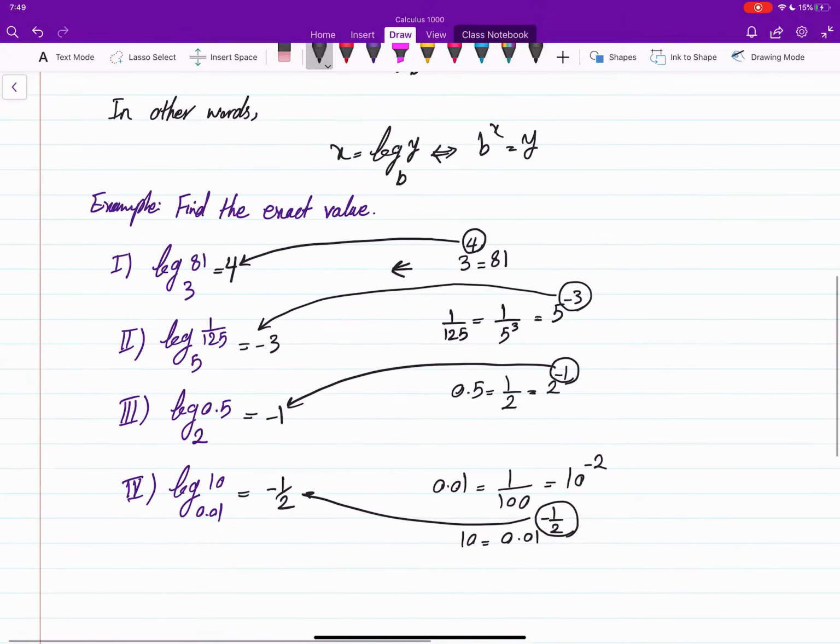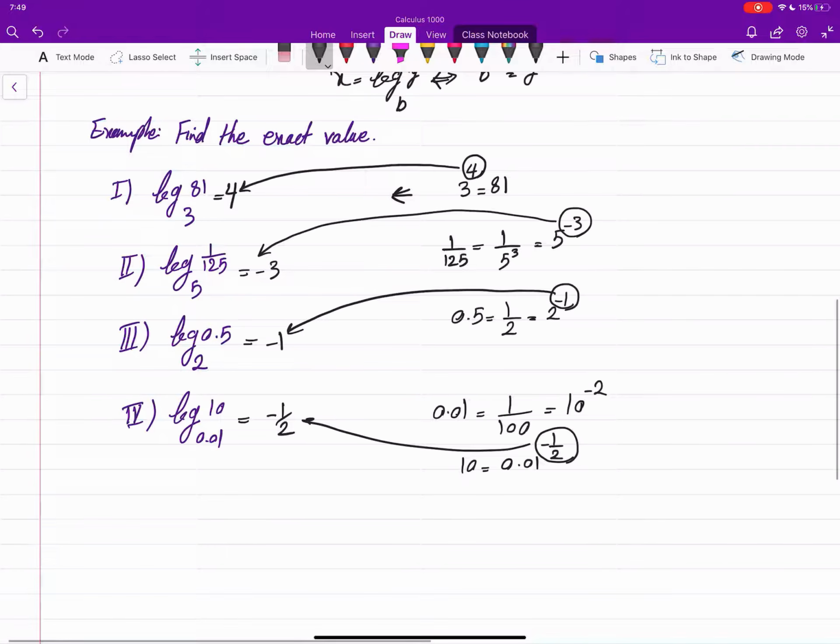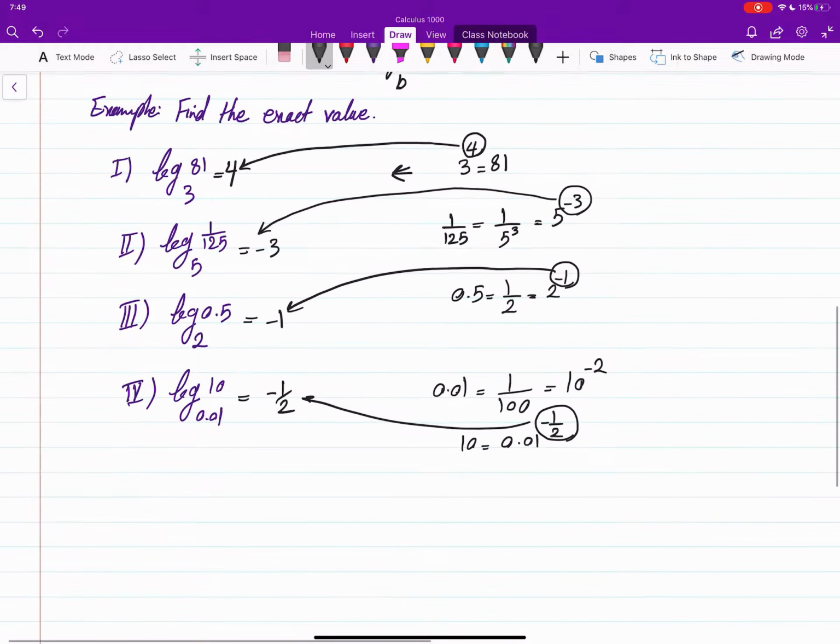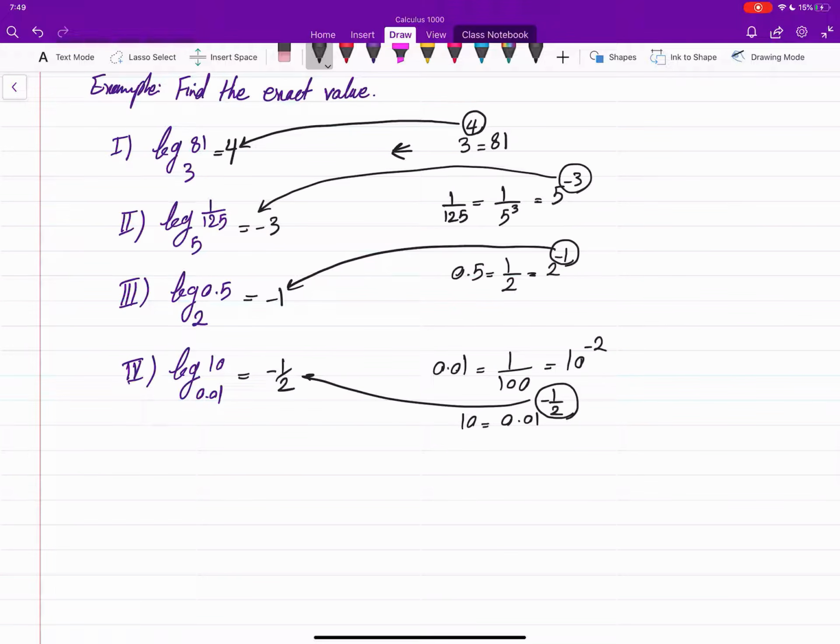Well, these are just examples. You have to be able to compute these kinds of examples and evaluate the log function for different bases and different numbers. Okay. So, then back to log itself, the domain and the range.